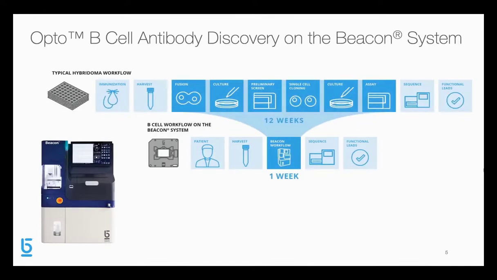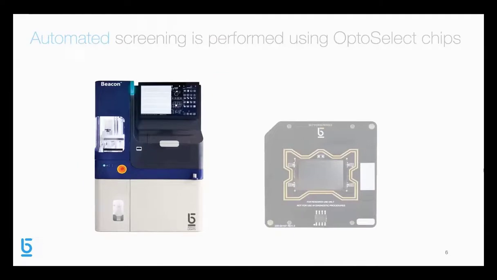Opto-B-cell antibody discovery on the Beacon system bypasses inefficient hybridoma fusion by directly screening B cells from immunized animals or human patients. B cells are harvested and purified from diverse B cell compartments, including peripheral blood, spleen, bone marrow, and lymph nodes. These cells are functionally screened on the Beacon system, and antigen-specific sequences are recovered in less than 1 week.